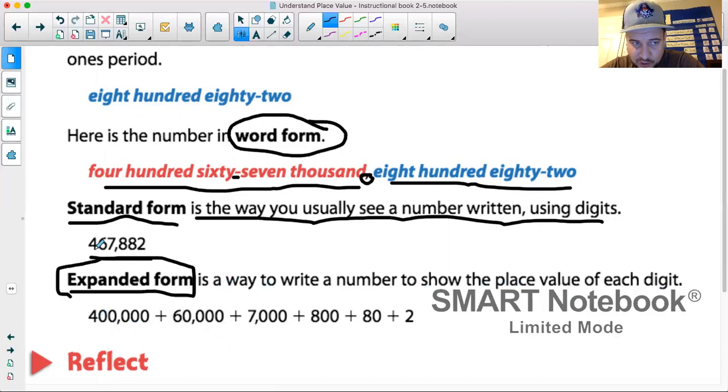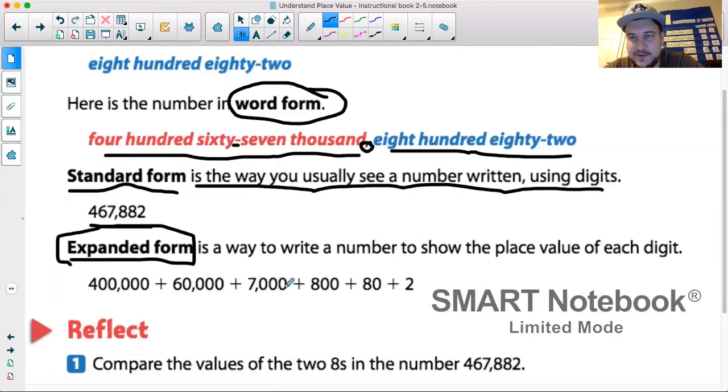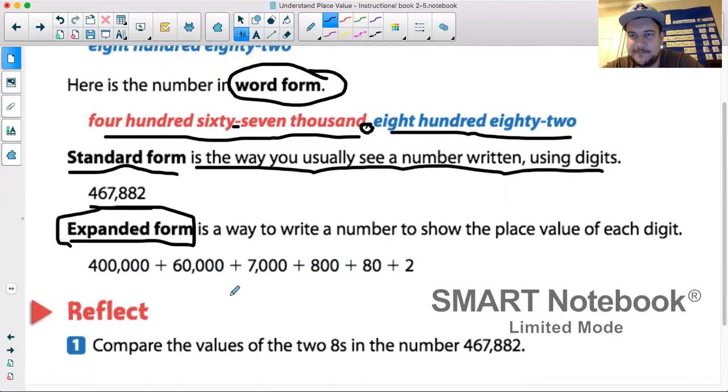I'm going to take the 4 in the 100,000th place, put it here, and then all the other digits I'm going to make zeros. 400,000 plus 60,000 plus 7,000 plus 800 plus 80 plus 2. You're writing the same thing. It's like you're writing an addition sentence, expanding the number out based on place value.